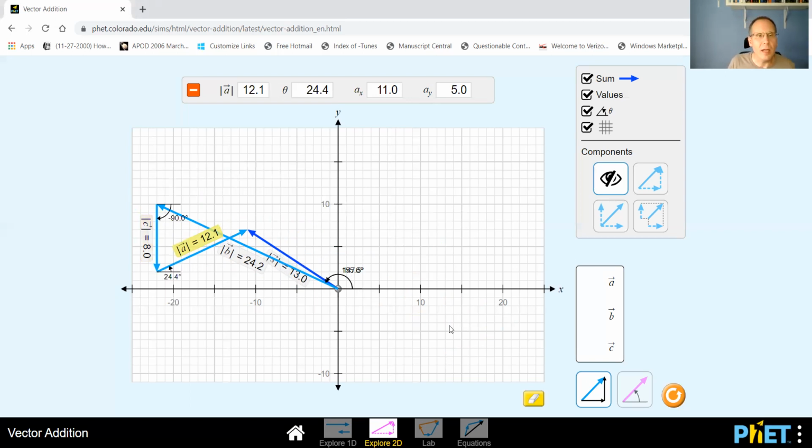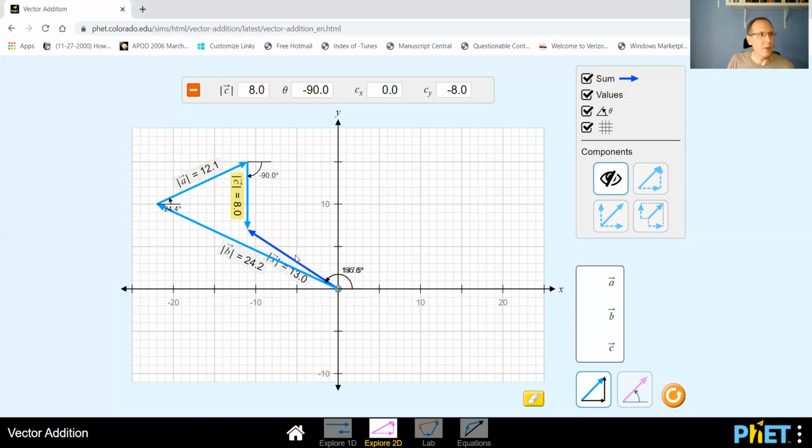Now, when you do this in lab, let me just switch these. Let me put A here and C here. When you do these in lab, you're going to measure the length of the vector using a ruler. If you have a conversion factor, for instance, if you know so many centimeters is equal to a newton, then by making these a particular length, that will represent the magnitude in newtons. And then the angle you're simply going to measure with a protractor when you add these in lab.